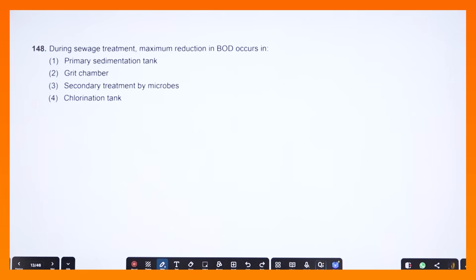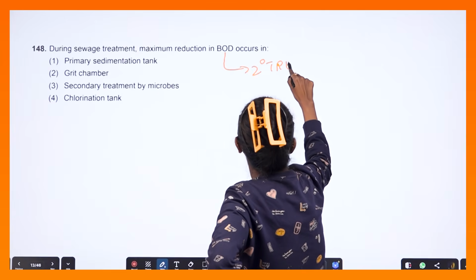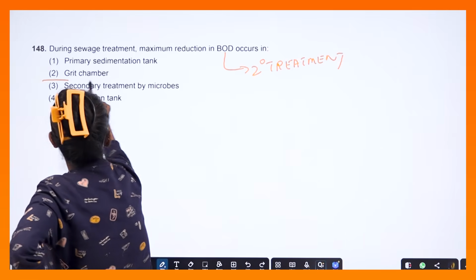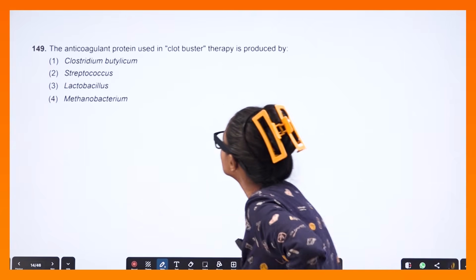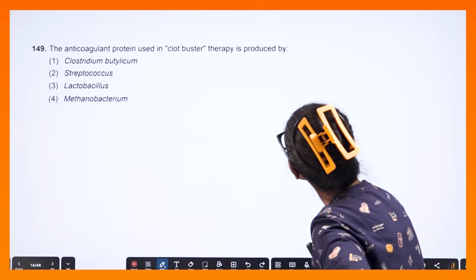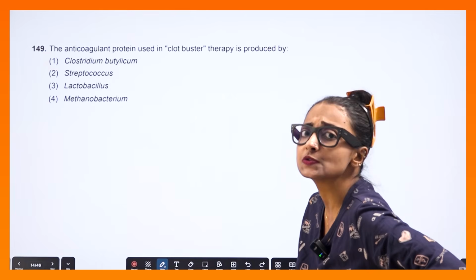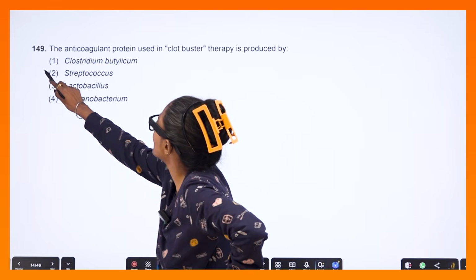Let's move on. During sewage treatment, maximum reduction in BOD will occur during the secondary treatment, first tank, and that is the aerobic tank, correct? So secondary treatment by microbes, this tank, first tank. Okay, let's move on. The clot buster therapy protein was produced by Streptococcus, right? And it is streptokinase. So I'll go with this.